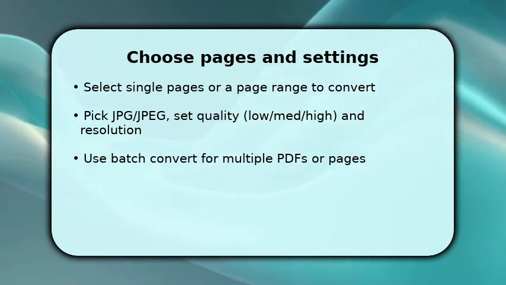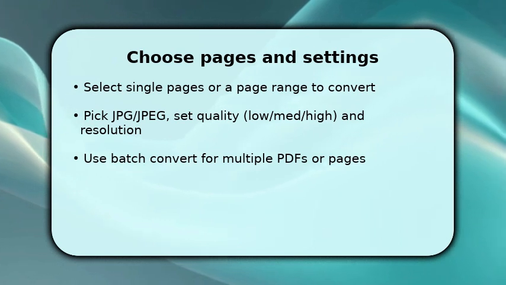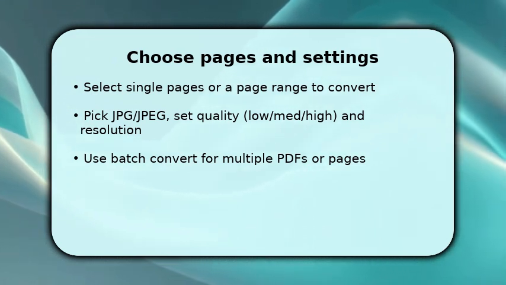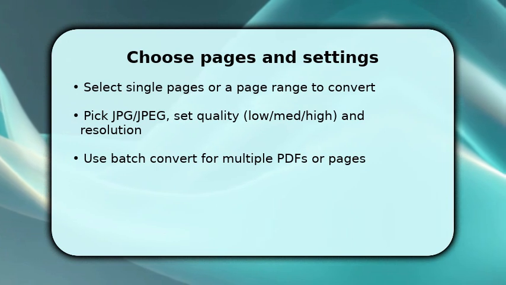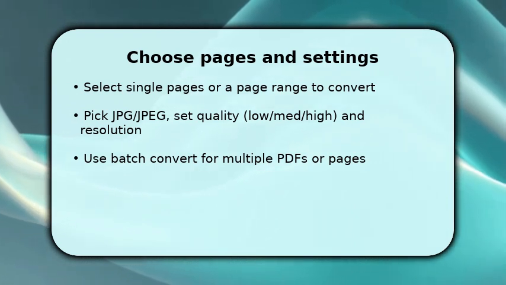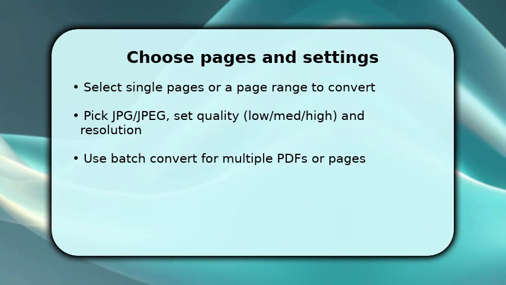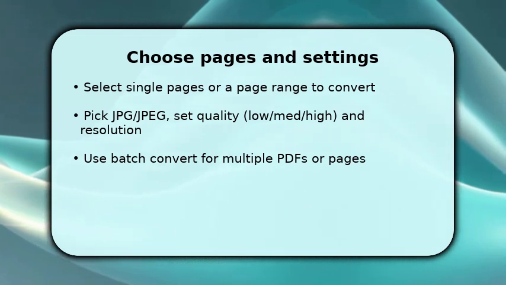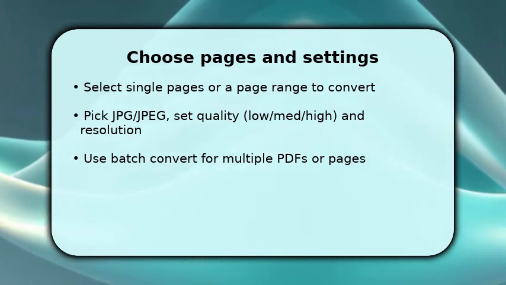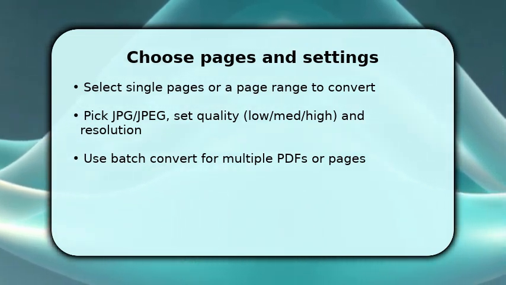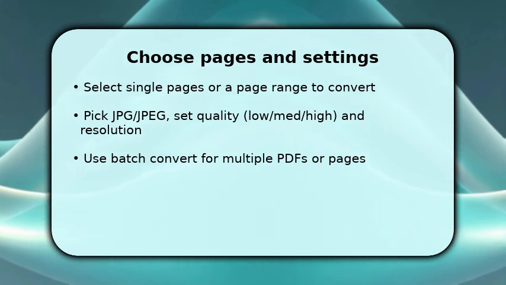If you only need specific pages, select a page range or individual pages to avoid extra work. For multiple pages, choose Batch Convert so the app exports all pages as separate images automatically. Make sure to preview one page first to confirm color, cropping, and orientation before processing the entire document.